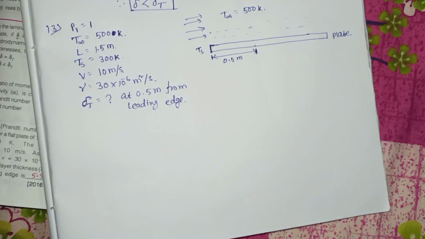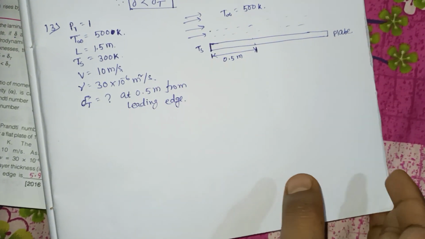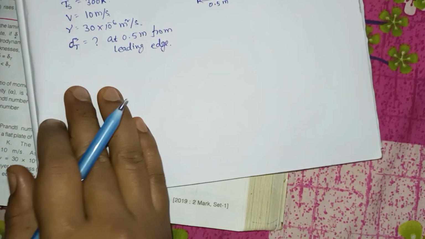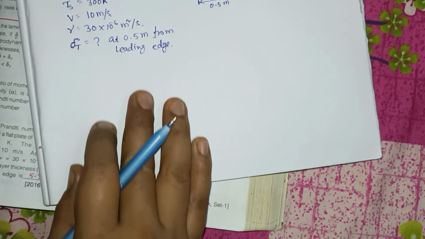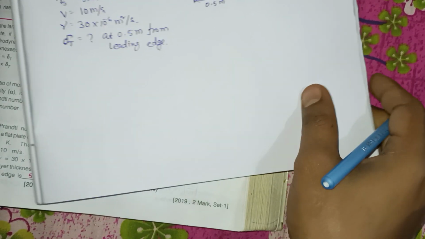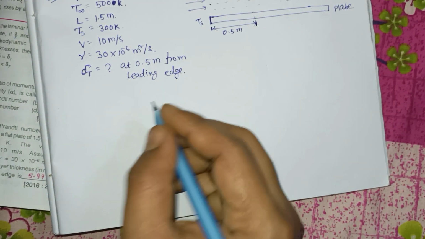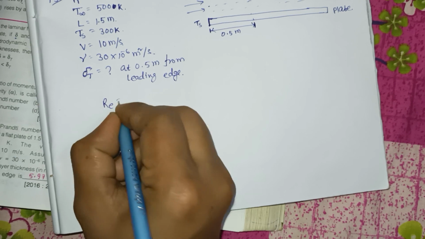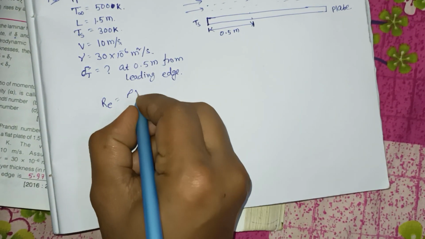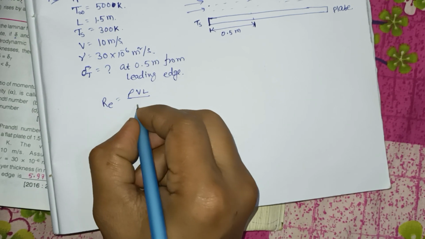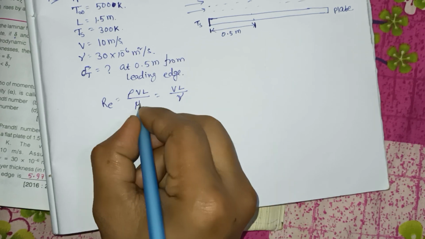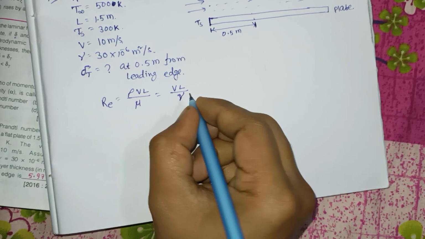Okay, so to calculate the thermal boundary layer thickness, you have to determine whether this flow is laminar flow or turbulent flow. To check this, you must remember the Reynolds number formula, that is rho VL upon mu, that is equal to VL upon nu. Mu by rho, that is nu, the kinematic viscosity.